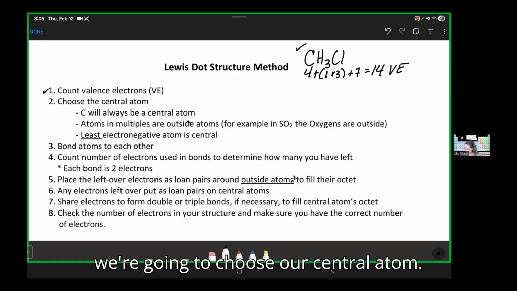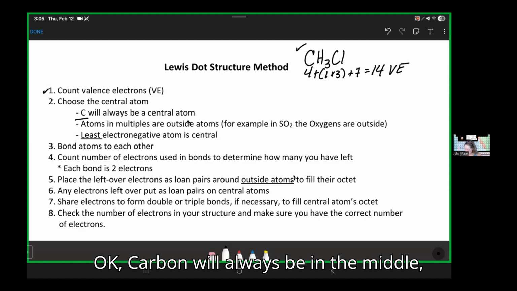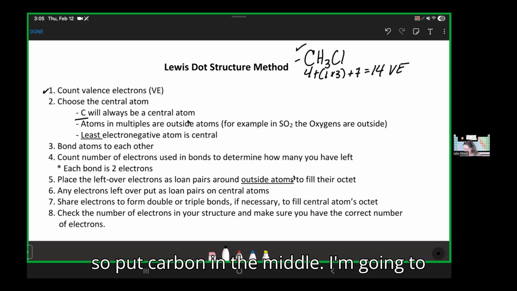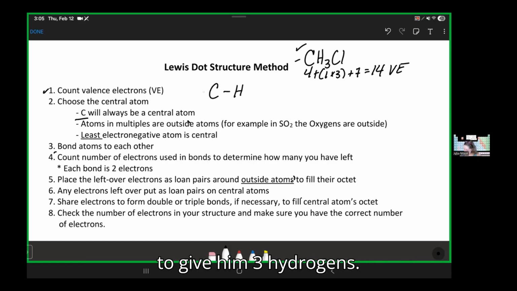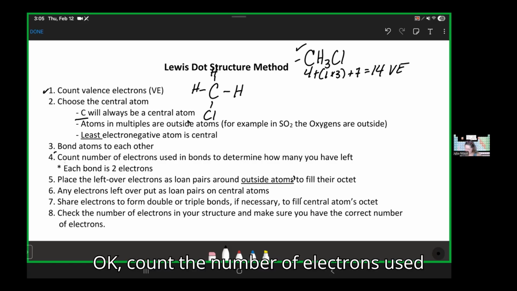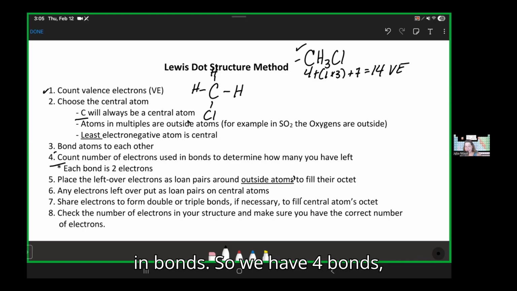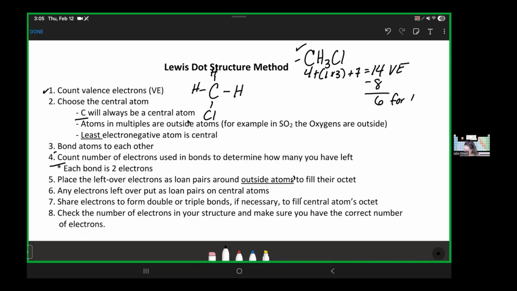Okay, so we're going to choose our central atom. Carbon will always be in the middle, so I'm going to put carbon in the middle. I'm going to bond his atoms around him, so I'm going to give him 3 hydrogens and a chlorine. Count the number of electrons used in bonds. So we have 4 bonds, 2 electrons per bond, so I've used 8 electrons. So I still have 6 for lone pairs.